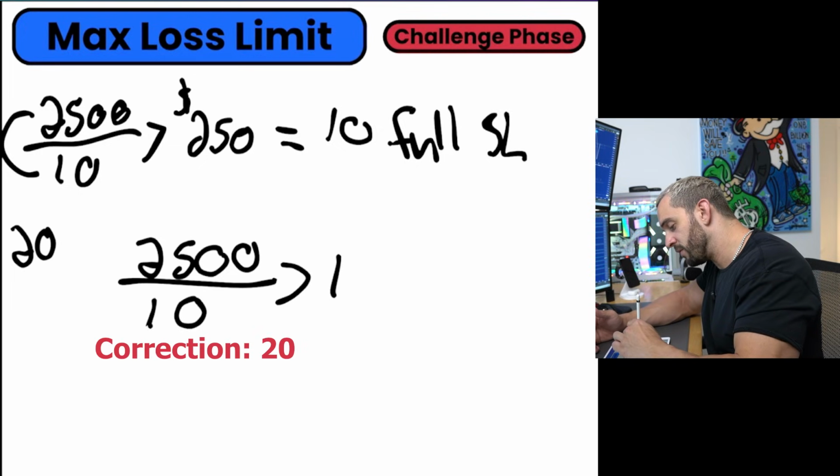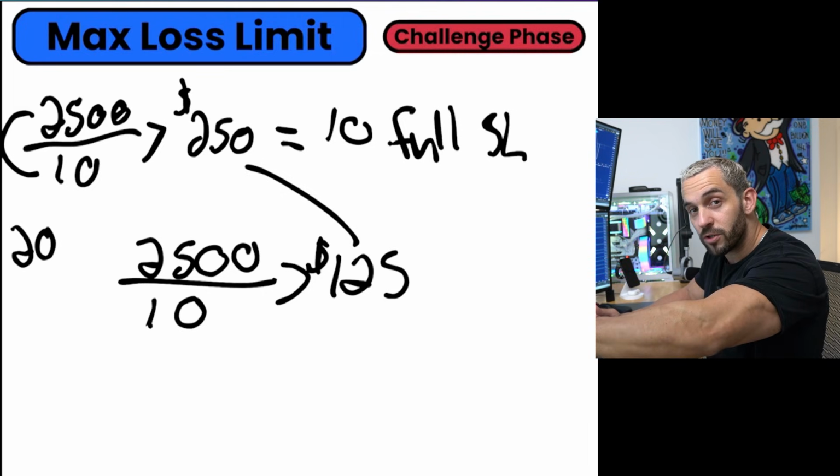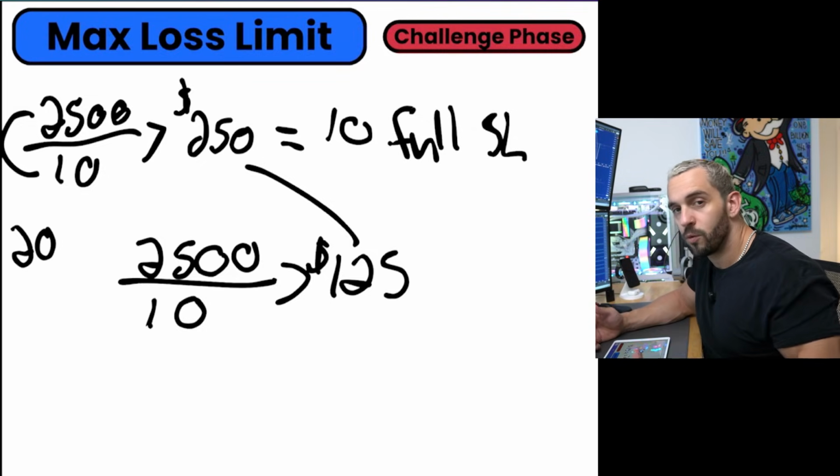And now this is going to give you $125 per trade. So it's literally just half of that. So where I'm risking $250 per trade, it's going to take me 10 trades. You might want to take 20 trades and you're going to be risking $125.